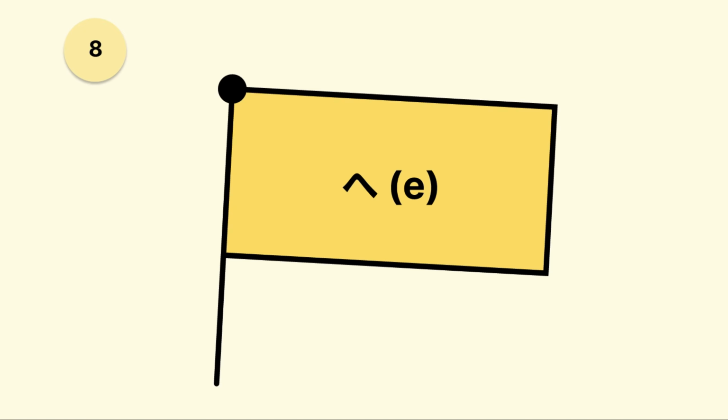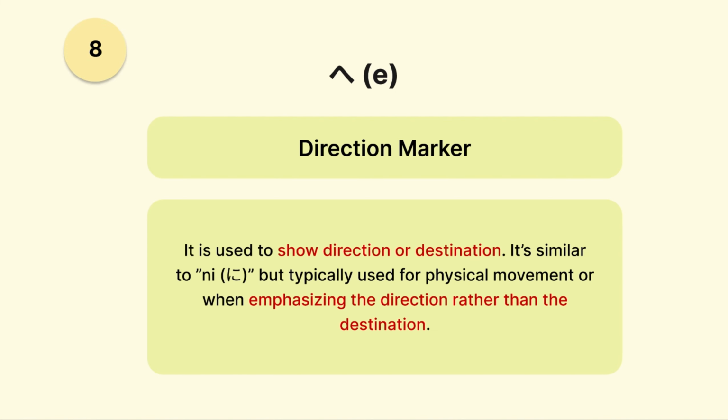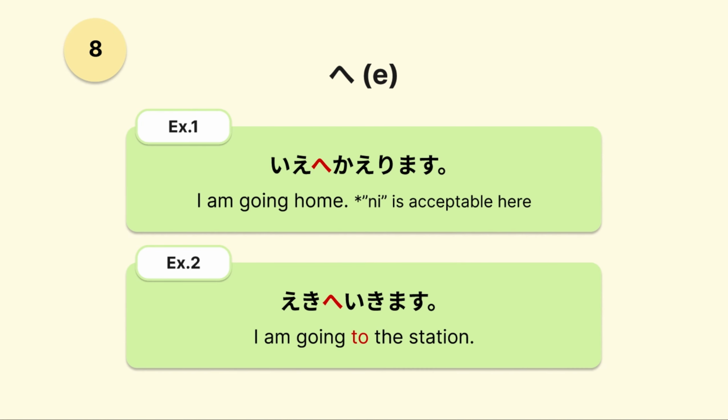Number 8. E is a direction marker. E is used to show direction or destination. It's similar to ni, but typically used for physical movement or when emphasizing the direction rather than the destination. For example, 家へ帰ります。I am going home. But we can also say 家に帰ります。Almost same meaning.